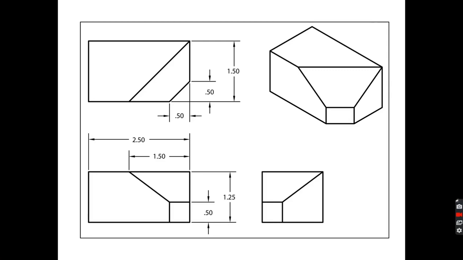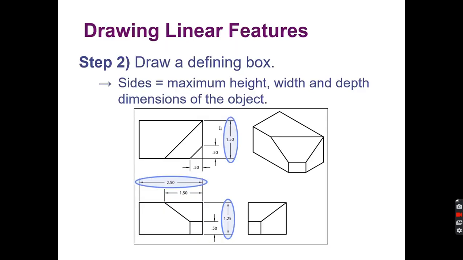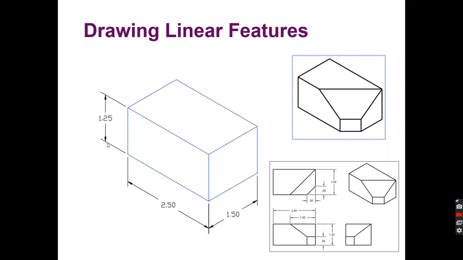So the first drawing we're going to draw is this one right here, if you'd like to make a screen capture of it. How we're going to draw this is we're going to first draw a box, using our maximum dimensions, 2.5 inches, 1.25 inches, 1.5 inches. So we're going to draw a box like this, 1.25, 2.5, 1.5.